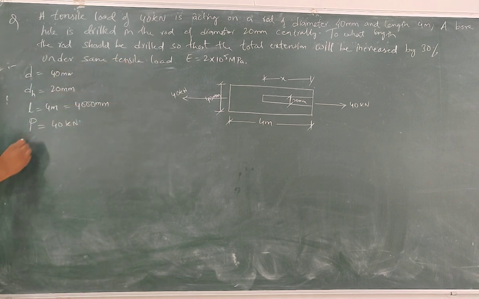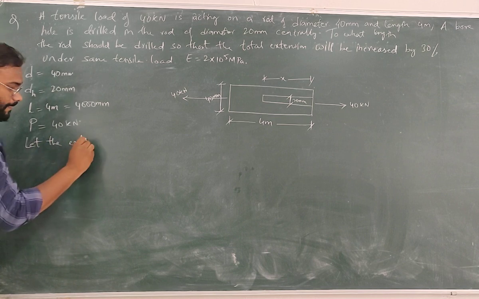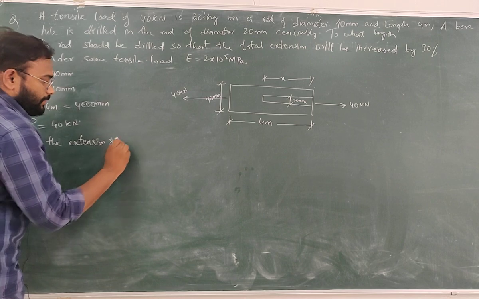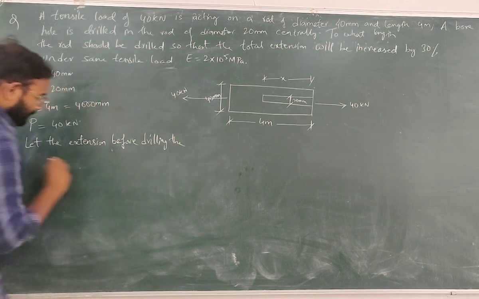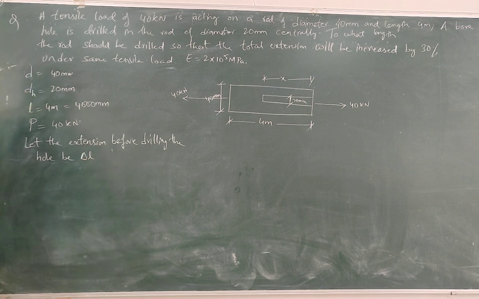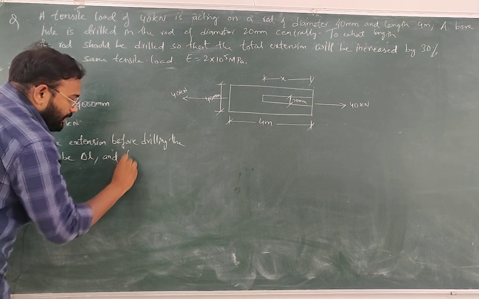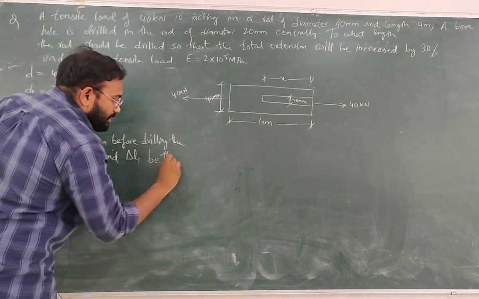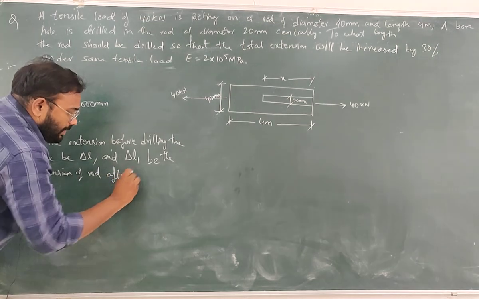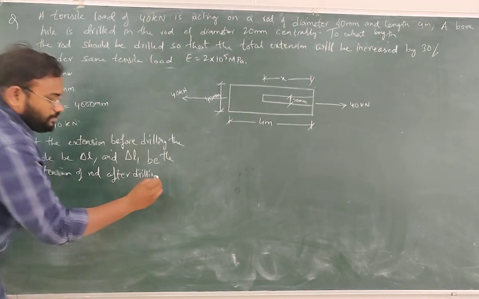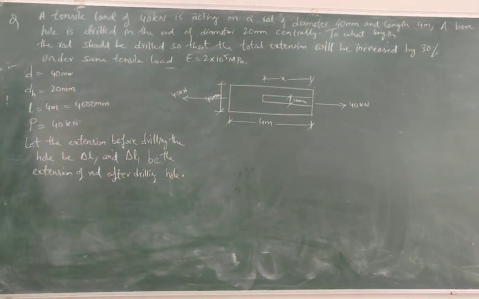Now we'll write like this: let the extension before drilling the hole be delta L, which is nothing but the change in length, and let delta L1 be the extension of the rod after drilling the hole.